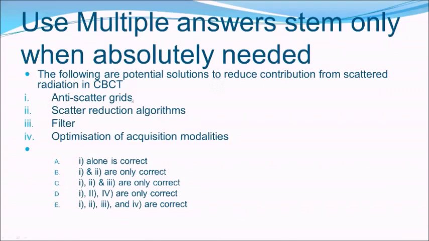Anti-scatter grid, scatter reduction algorithm, filters, optimization of acquisition modalities. I can say I have given 5 options. 1 alone is correct. 1 and 2 are correct. 1, 2 and 3 are correct. 1, 2 and 4 are correct. And 1, 2, 3, 4 are correct.